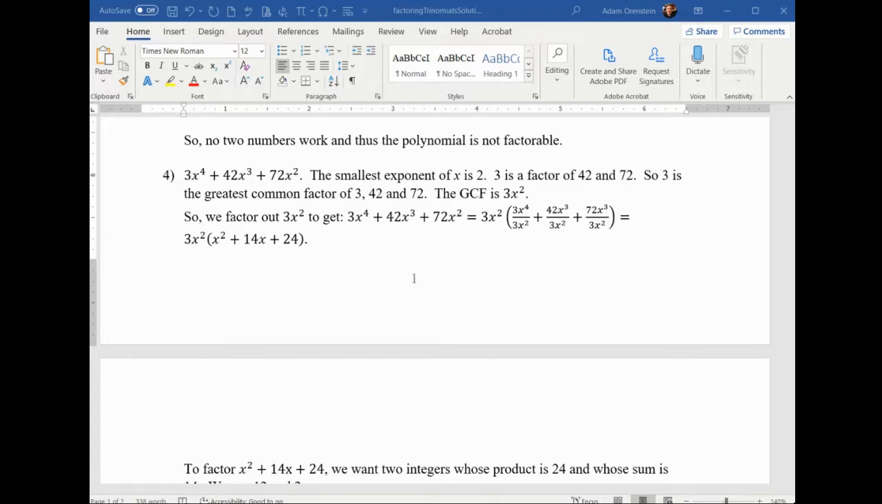Now, once we do that, though, we have to factor it out. How do you factor it out? You divide. That's what I'm doing here. When you divide, you have to divide into each term. That's just what you have to do, and that's what we're doing. And when you do that, we're left with 3x squared times x squared plus 14x plus 24.